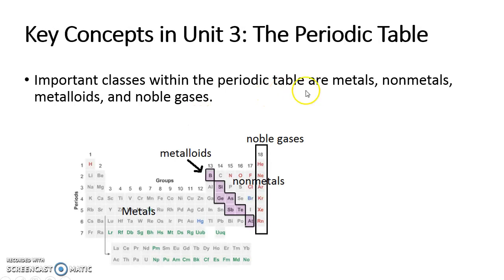Important classes within the periodic table are metals, nonmetals, metalloids, and noble gases. So these are your metals over here. You have your alkali metals, group 1, alkaline earth metals, group 2, transition metals, and then your inner transition metals right here. Those are your lanthanides and your actinides. You have your metalloids, they're highlighted and boxed in purple, and then your nonmetals, and then the last group, that's your noble gases.